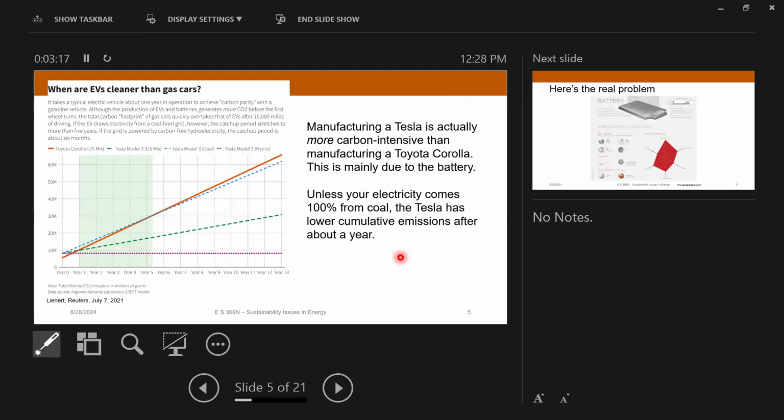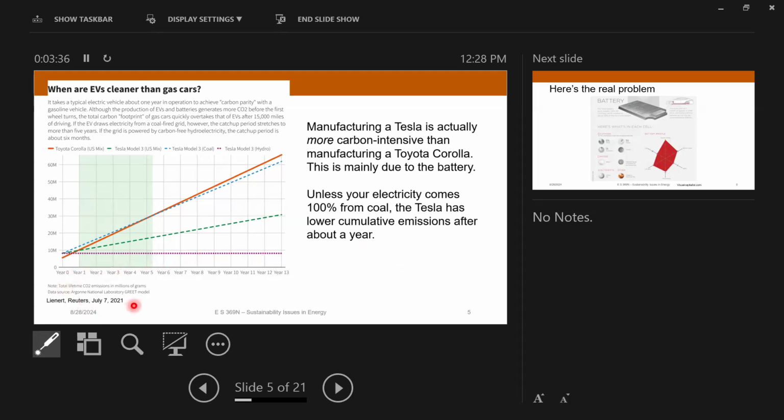Okay, so the question then is, with all this stuff, and with the understanding that we'll talk about the batteries in a minute, are electric vehicles really that much cleaner than internal combustion engine vehicles?